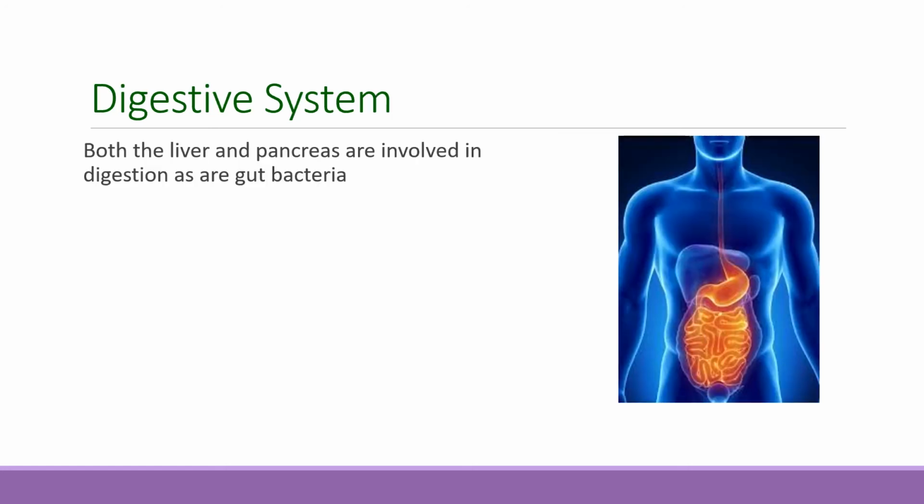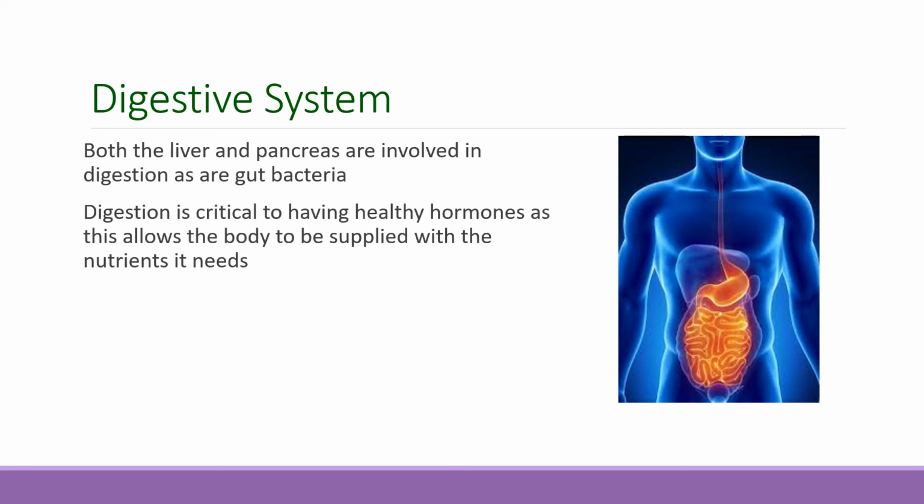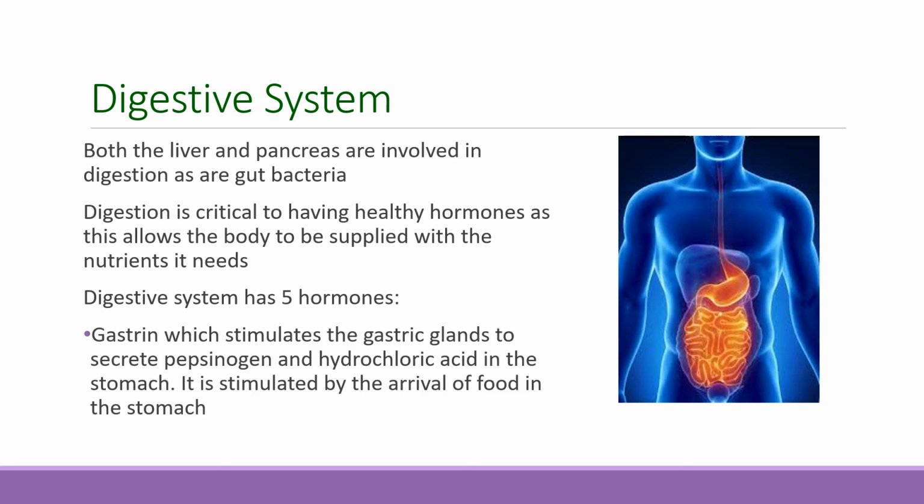Now, in terms of the digestive system, both the liver and the pancreas are involved in the digestion process, as are gut bacteria. And digestion is critical to having healthy hormones, as this allows the body to be supplied with the nutrients it needs. The digestive system has 5 hormones. Gastrin, which stimulates the gastric glands to secrete pepsinogen and hydrochloric acid into the stomach. It is stimulated by the arrival of food in the stomach.